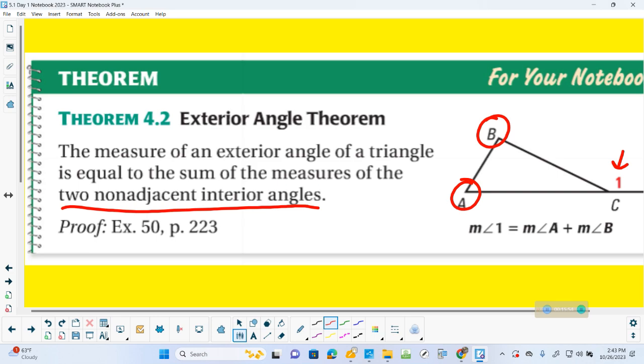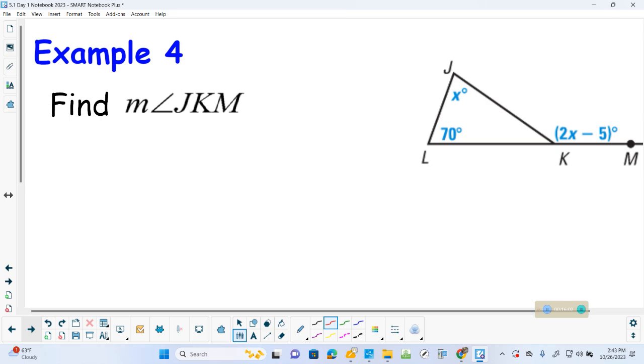So you can see here they've got angle 1 on the outside, A plus B, the two far away ones. You just have to memorize that, okay? Okay, find the measure of angle JKM. So JKM, my outside angle, this guy. So outside, exterior. I'm going to write that down first. Equals the sum. I'm going to add the two angles furthest away from it. So I'm going to add up x and 70.